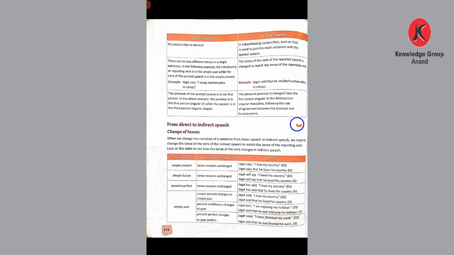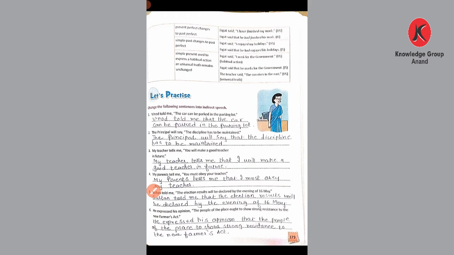But simple past changes to past perfect, present continuous changes to past continuous, and present perfect changes to past perfect tense. Only simple present, simple future and present perfect tense remain unchanged. Otherwise, simple present changes to simple past, present continuous to past continuous, and present perfect changes into past perfect tense. Next, simple past changes to past perfect, and simple present is used to express a habitual action.